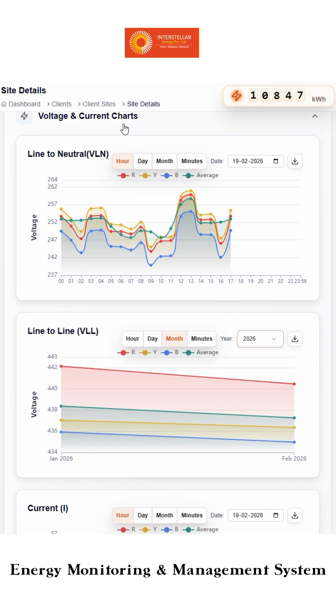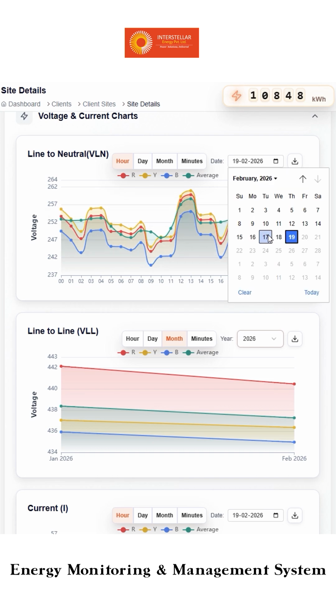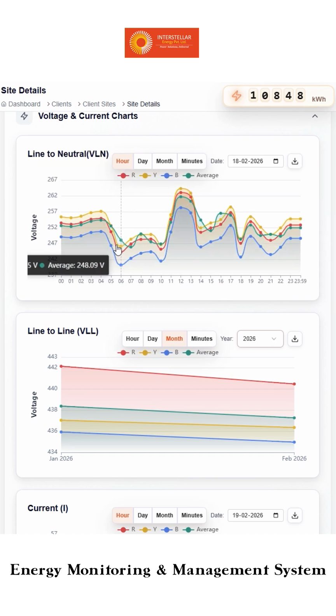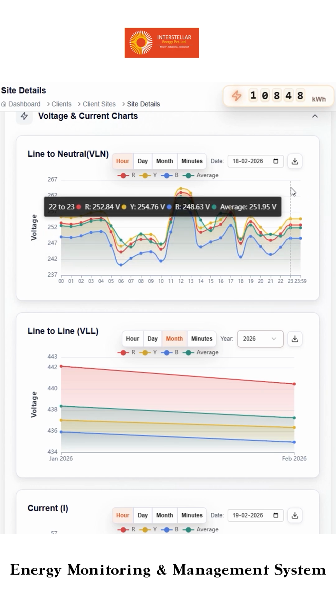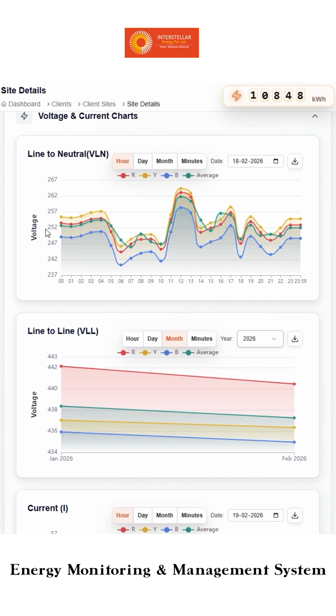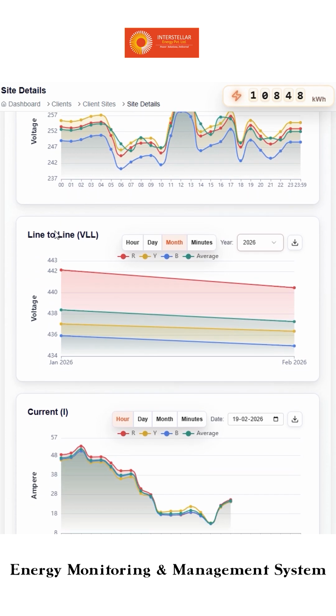Next is the voltage and current chart. Through this, we can check whether there are fluctuations in the power supply and whether there is any risk to the equipment. We can monitor the voltage of each R, Y, B phase, the average voltage, and whether the correct voltage level is being received. These trends can be viewed hour-wise, day-wise, month-wise, or through backdated reports. By reviewing backdated voltage trends, we can identify conditions such as high voltage or voltage fluctuations. We can also check phase to neutral voltage as well as line-to-line voltage.